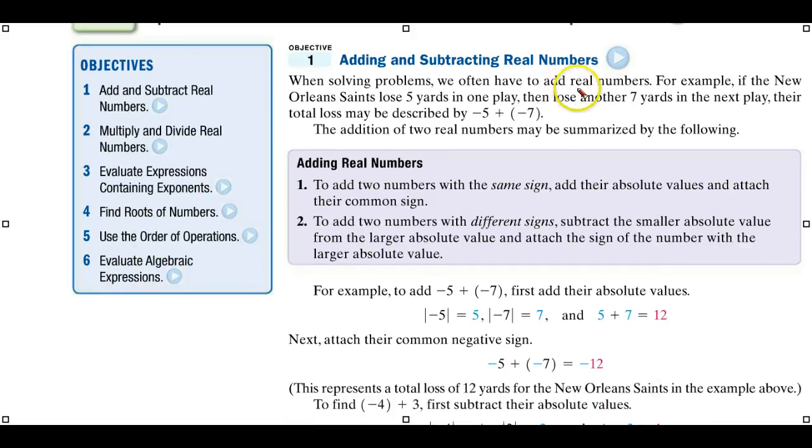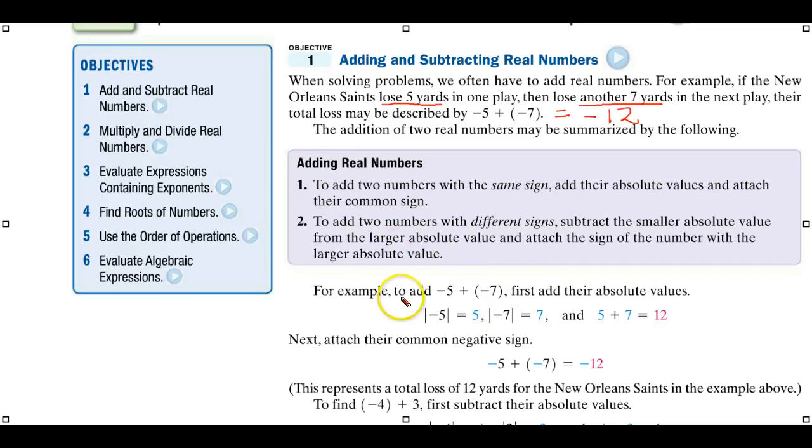They start us off with a football example in which a team loses 5 yards, then loses another 7 yards. How much did they lose altogether? Well, you add these, but since they're a loss, they're both negative numbers. So there's a little bit of a rule. If the signs of what you're adding are the same, we just add them up and use that sign. And that's what they're saying.